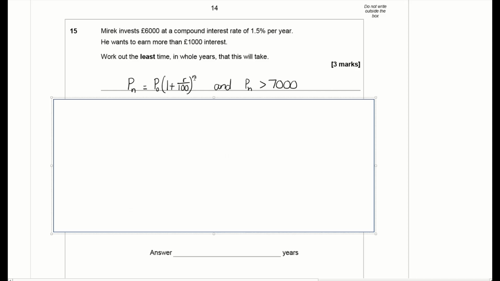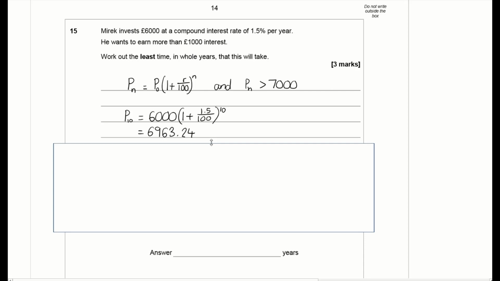you chose to pick. Now we're trying to figure out how long it takes him to gain more than £1,000 in interest. And that would actually mean that in his bank account, it would be the first year where he had more than £7,000 in his bank account. So we really need to use trial and improvement to figure out how long that actually takes.